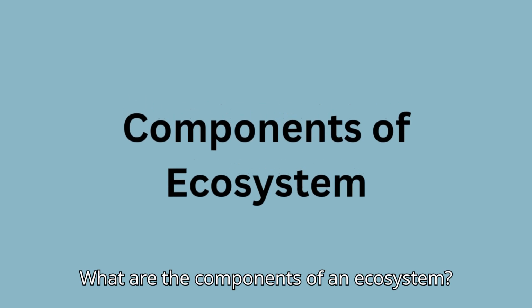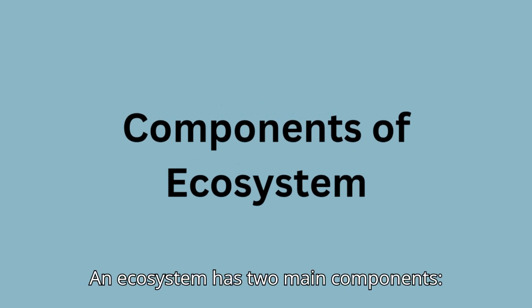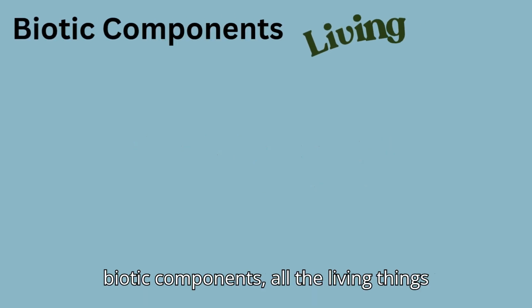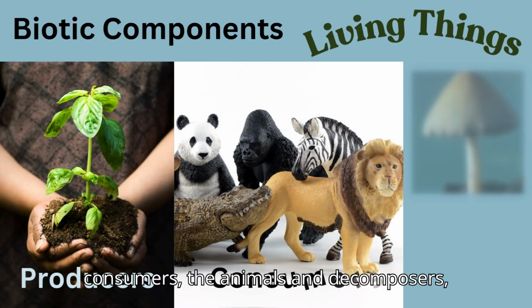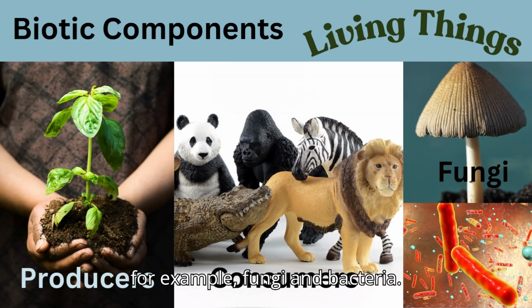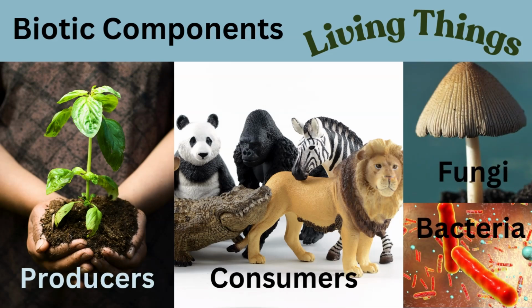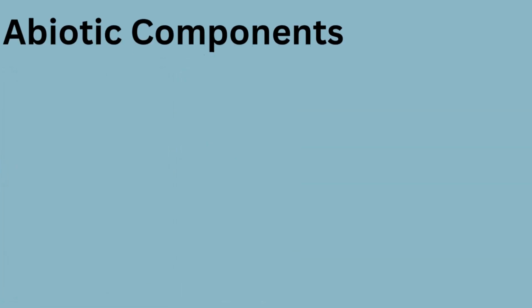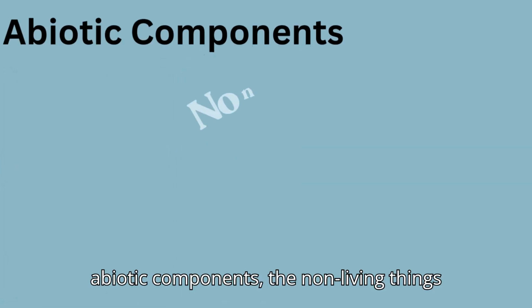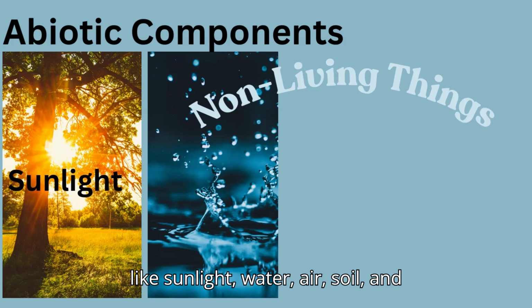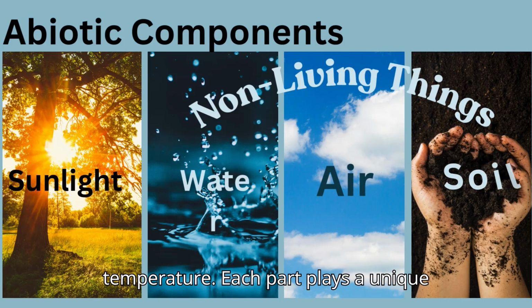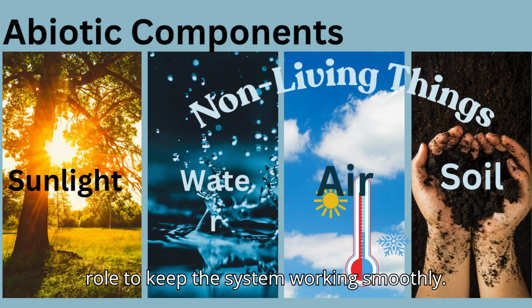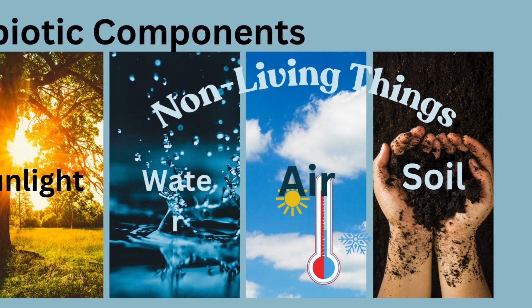What are the components of an ecosystem? An ecosystem has two main components. Number one, biotic components, all the living things like producers that are plants, consumers, the animals, and decomposers, for example, fungi and bacteria. Number two, abiotic components, the non-living things like sunlight, water, air, soil, and temperature. Each part plays a unique role to keep the system working smoothly.